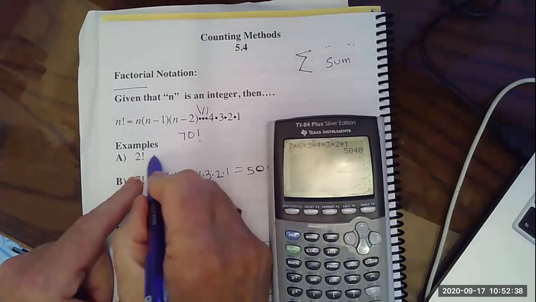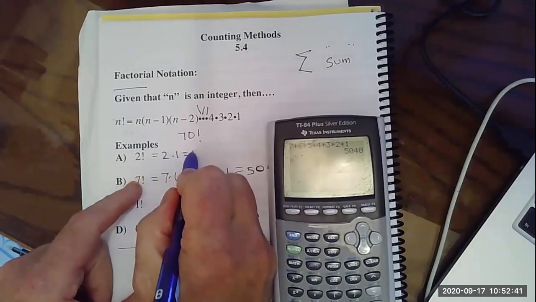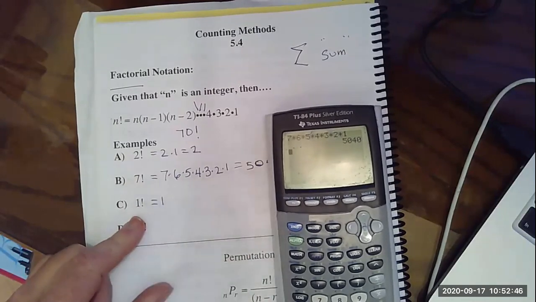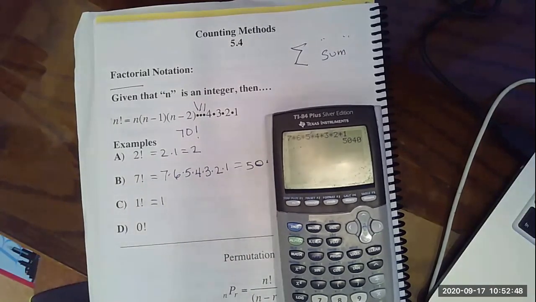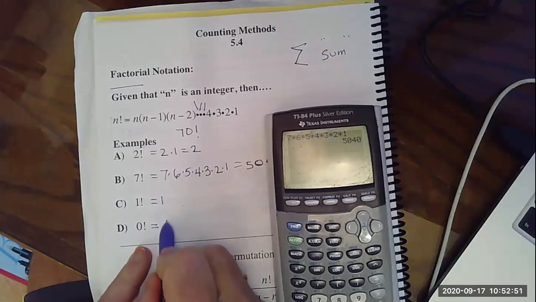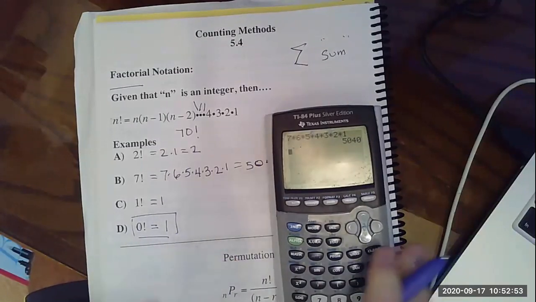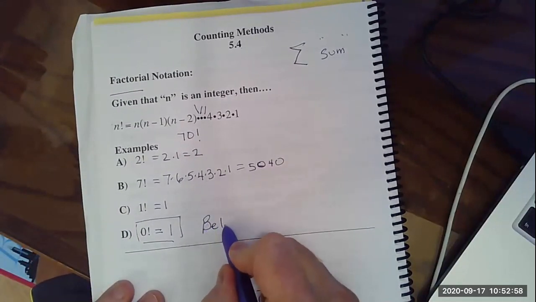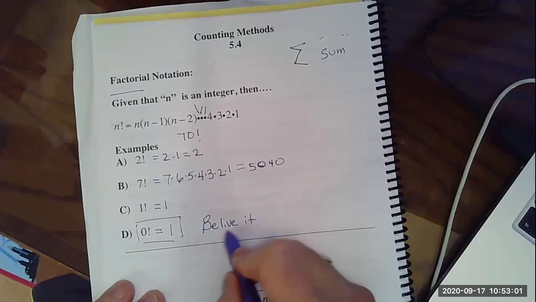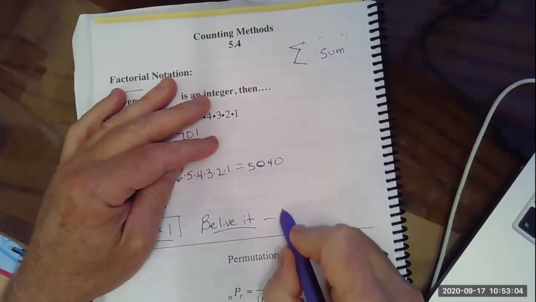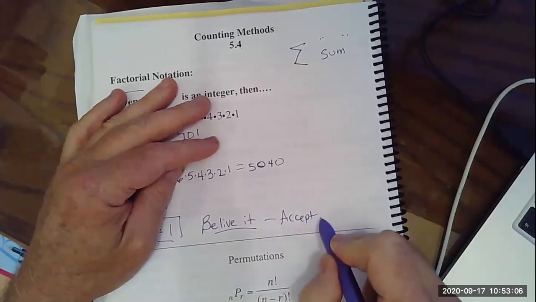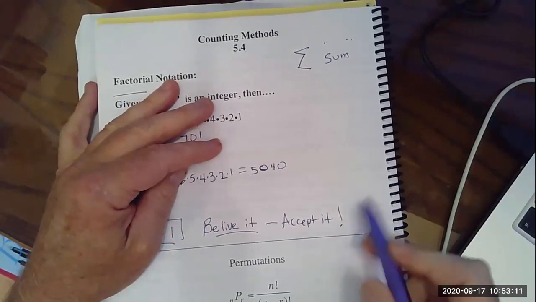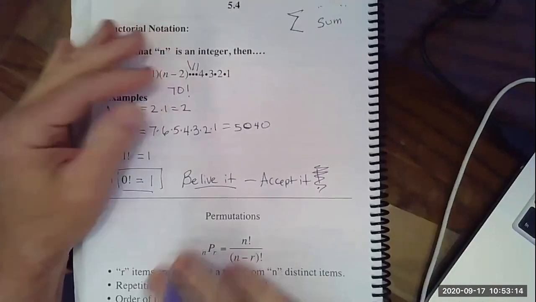This one here, 2. This one here, 1. You always stop at 1. Always stop at 1. And this one is weird. Accept it. Factorial, no. Accept it.